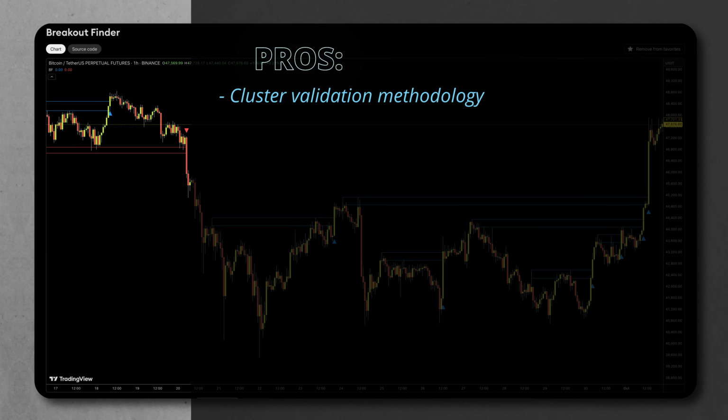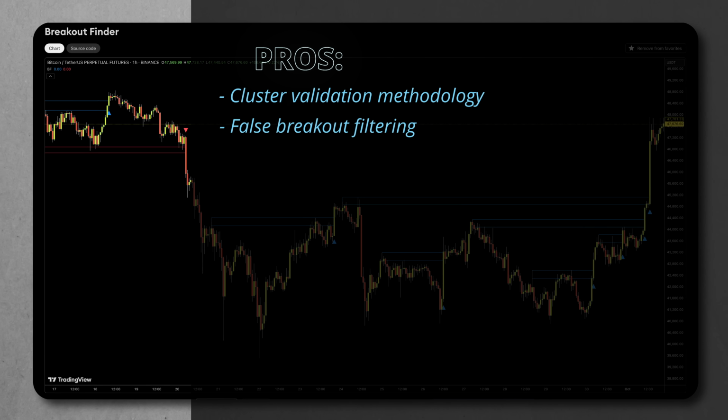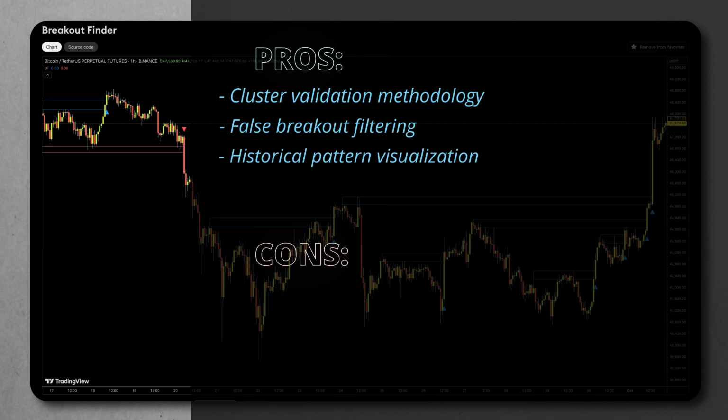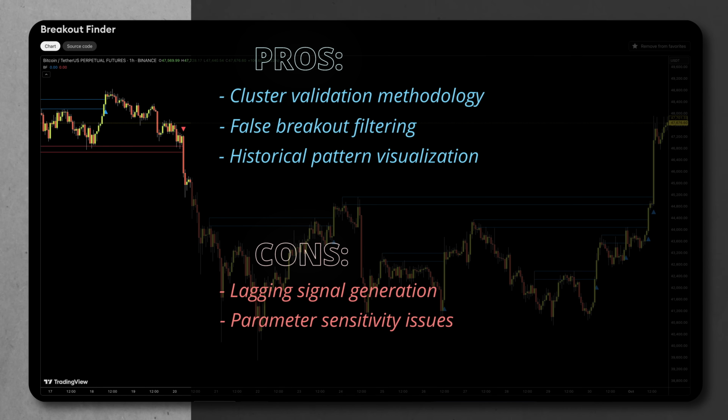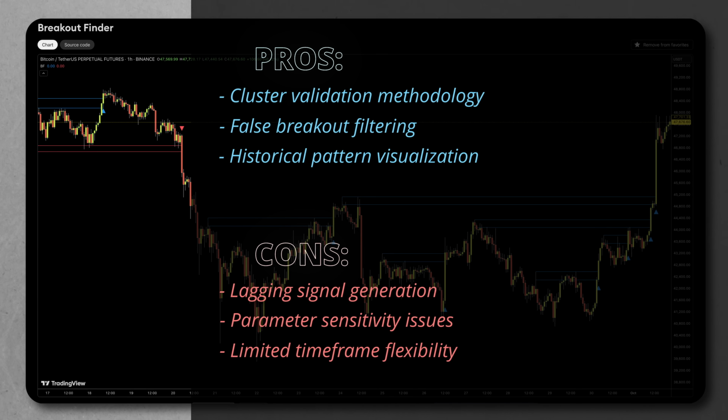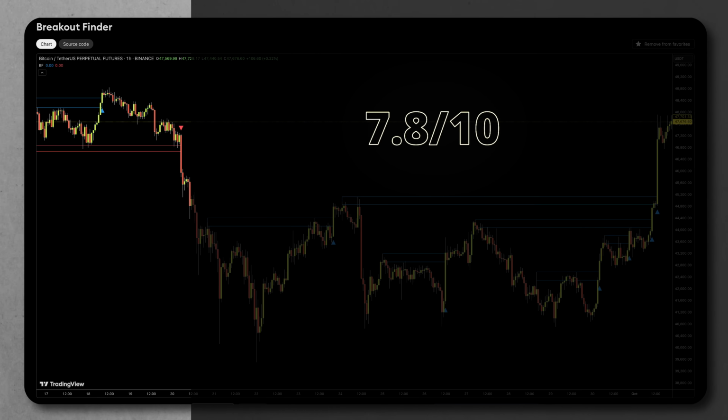Pros: cluster validation methodology, false breakout filtering, historical pattern visualization. Cons: lagging signal generation, parameter sensitivity issues, limited time frame flexibility. Ranking: 7.8 out of 10.